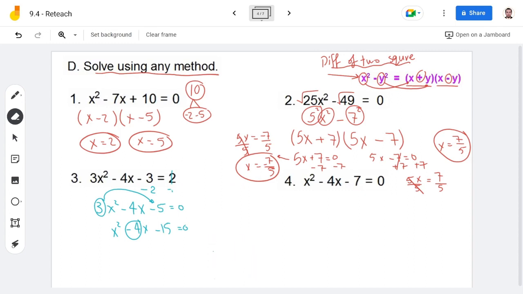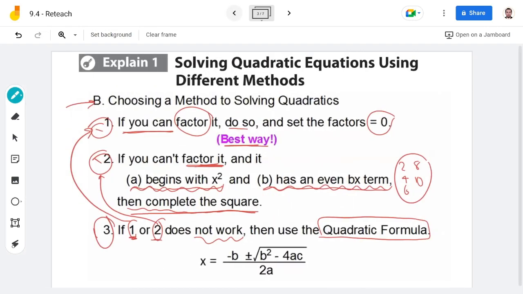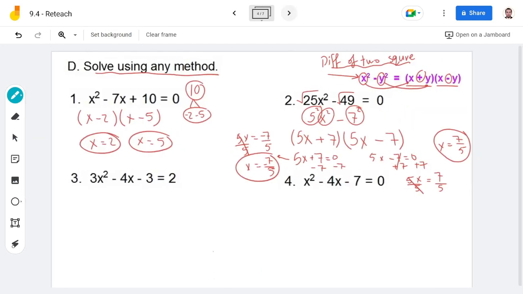What was the second step? Remind me, what was the second step? Yes, completing the square. But do I have the same conditions as I learned here? Okay, let's try now. If you go back here, if you can't factor it, A begins with x squared, B is an even number, then complete the square. Okay, now look here. B is an even number, right? But A here is 3. It's not only x squared. But let's try to do a complete square.